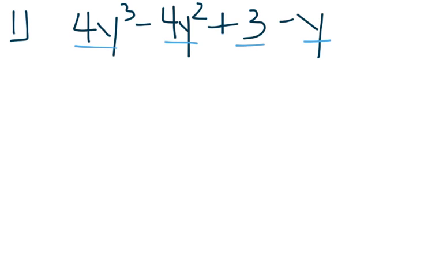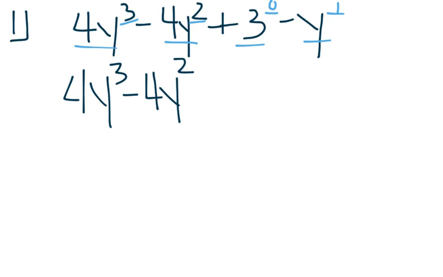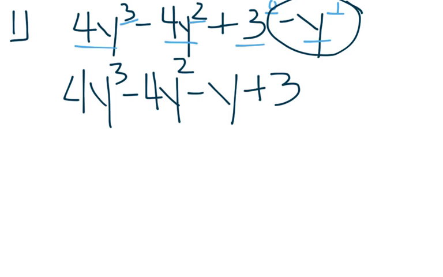So over here we have an exponent of 3, an exponent of 2. 3 doesn't have a y, that means the exponent is 0. And we have a y here, which has an invisible exponent of 1. So we want to put this in order. So to put it in standard form, we have 4y to the third minus 4y squared, and what comes next is this guy over here, minus y plus 3. Now it's in standard form.